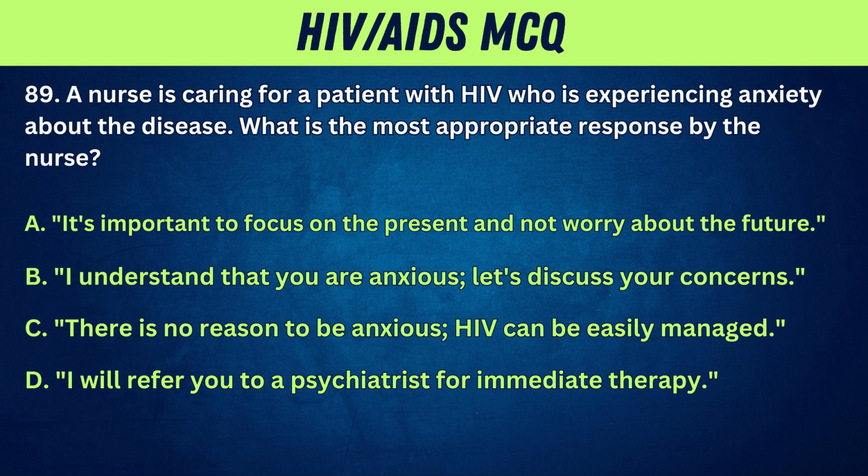89. A nurse is caring for a patient with HIV who is experiencing anxiety about the disease. What is the most appropriate response by the nurse? A. It's important to focus on the present and not worry about the future. B. I understand that you are anxious. Let's discuss your concerns. C. There is no reason to be anxious. HIV can be easily managed. D. I will refer you to a psychiatrist for immediate therapy.